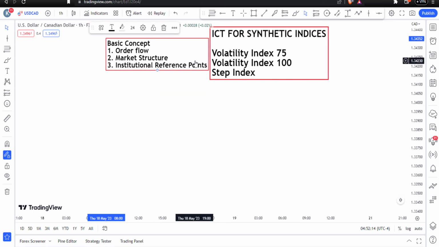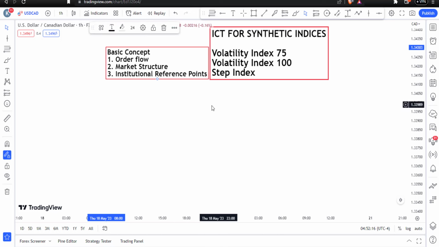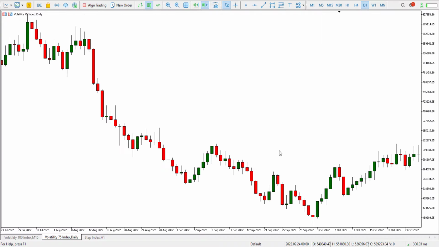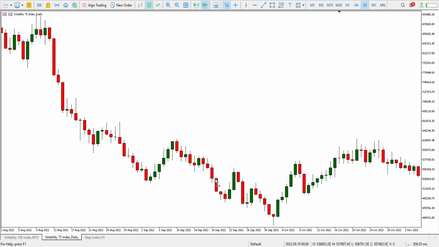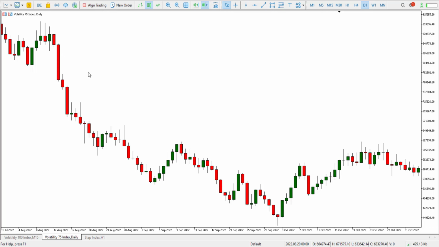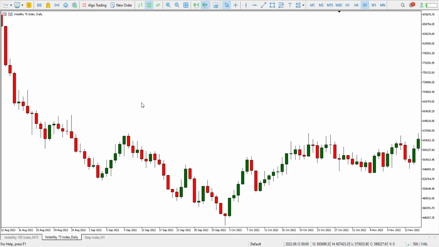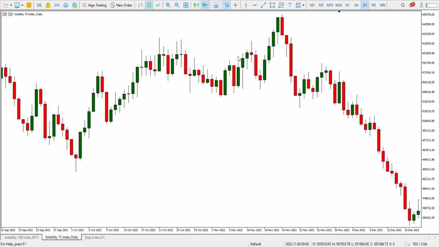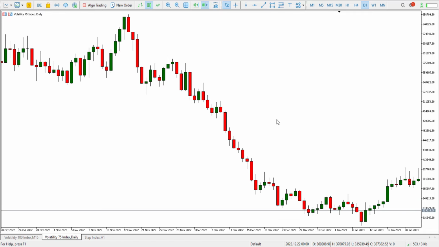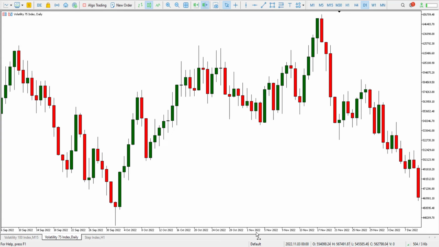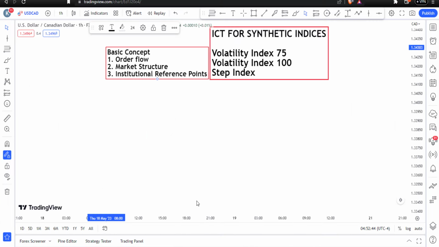The first one is order flow. Order flow is basically understanding where price is going. Exactly as you can see here, from here to here we have a bearish order flow. That is simply what an order flow means. From here to here you can see a series of lower lows and lower highs, which means the algorithm is pushing the market downward. And if you have an upward order flow, that is an uptrend, it is basically going up in that direction. So that is what an order flow is.